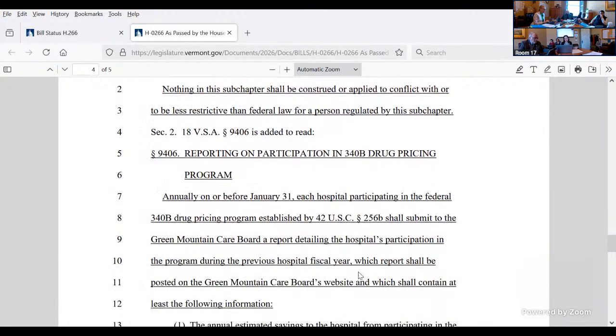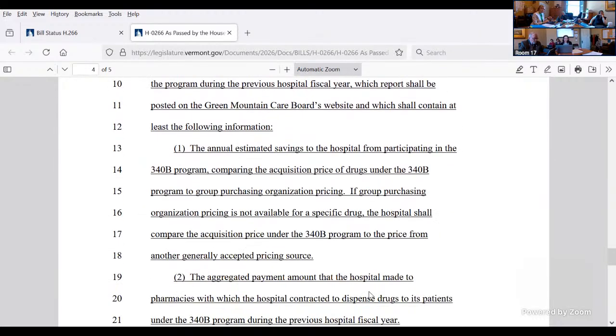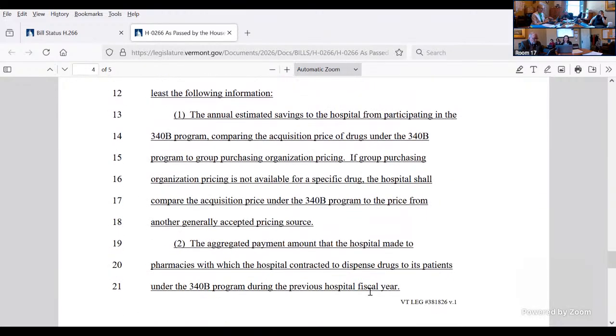And then section 2, it's a separate section on reporting that requires hospitals that participate in the 340B drug pricing program to submit annually to the Green Mountain Care Board a report detailing the hospital's participation in the 340B program during the previous hospital fiscal year. That would be posted on the Green Mountain Care Board's website and contain at least certain information about annual estimated savings to the hospital from participating in 340B, comparing the acquisition price of drugs under the 340B program to group purchasing organization pricing. And if purchasing organization pricing is not available for a specific drug, then comparing the 340B price with the price from another generally accepted pricing source.